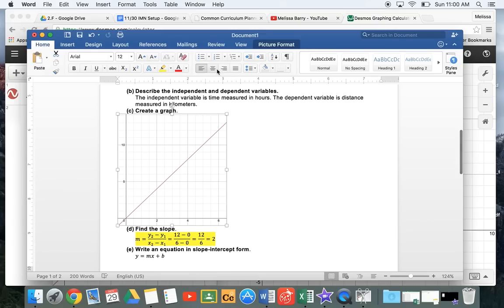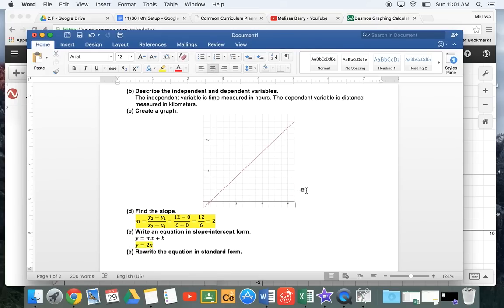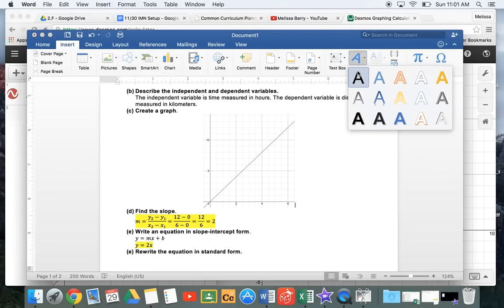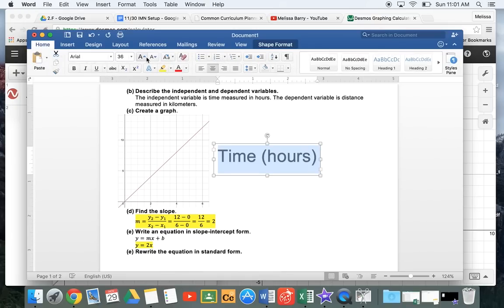Now, I'm doing mine on the computer, obviously, so it's going to take a little more work on my end than it would on yours, maybe not. But I do need to go ahead and insert some labels. So, word art. I'm going to insert time in hours. This is a little big for me.